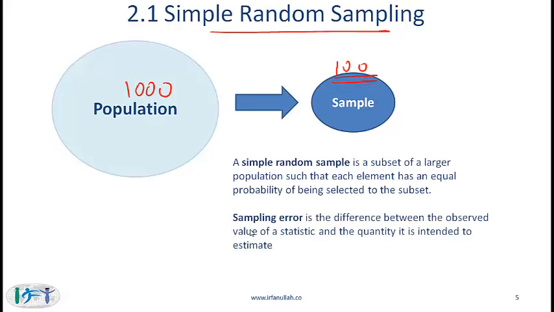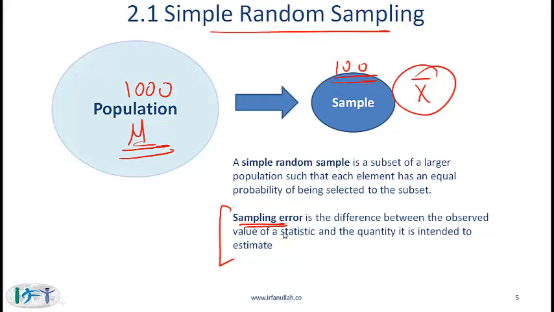The next concept you need to know is that of sampling error. Clearly, this population has a certain mean called mu, and when you come up with a sample and you compute the sample mean, this sample mean is not necessarily going to be exactly the same as the population mean. The difference between the sample mean and the population mean is called the sampling error. So to put this formally, sampling error is the difference between the observed value of the statistic and the quantity it is intended to estimate.